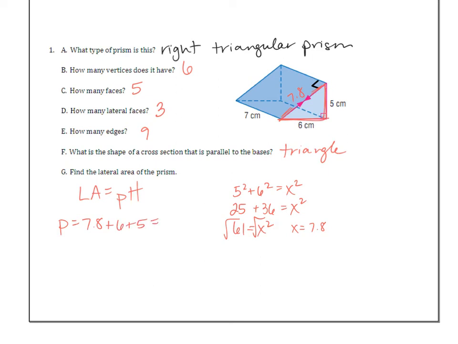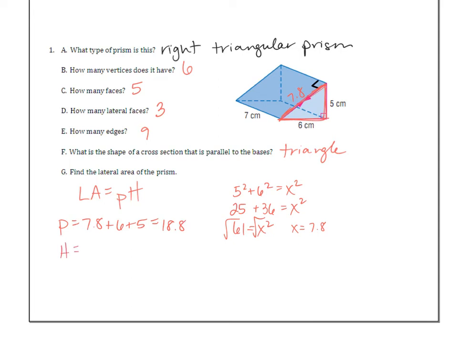A lot of people make the mistake of thinking the bottom is the base, like the 7 by 6 rectangle. But no, remember your base has to be the two sides that are parallel and congruent. So in this case, the 2 triangles are the only 2 parallel sides. If you add up all of those things, 18.8 is your perimeter.